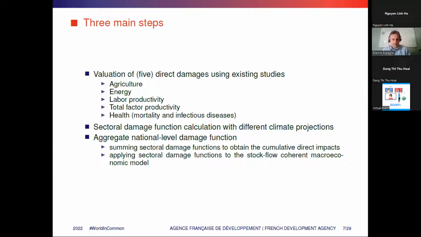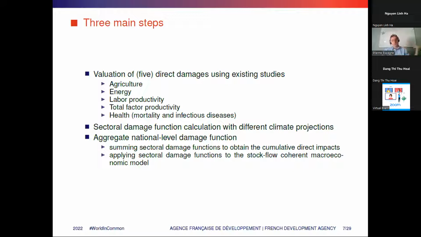So as I just mentioned, we have three main steps. First, the valuation of direct damages on economic sectors or more social variables using existing studies or specific studies that were conducted within the project. So agriculture, again, energy, labor productivity, total factor productivity, and health. And within health, we have both mortality and the impact of climate change on infectious diseases. That was really the first webinar that was presented at the beginning of the sequence.